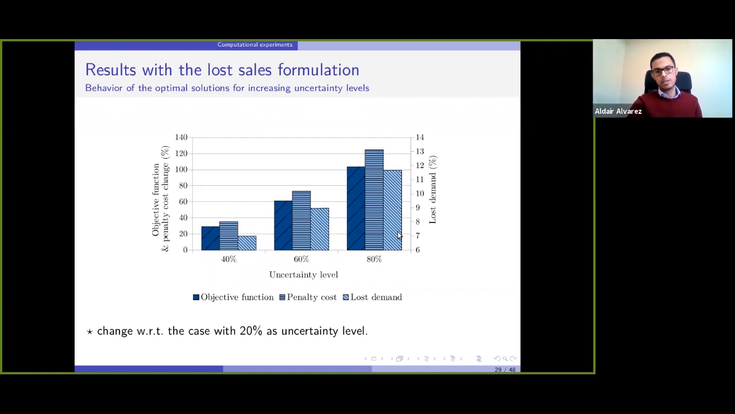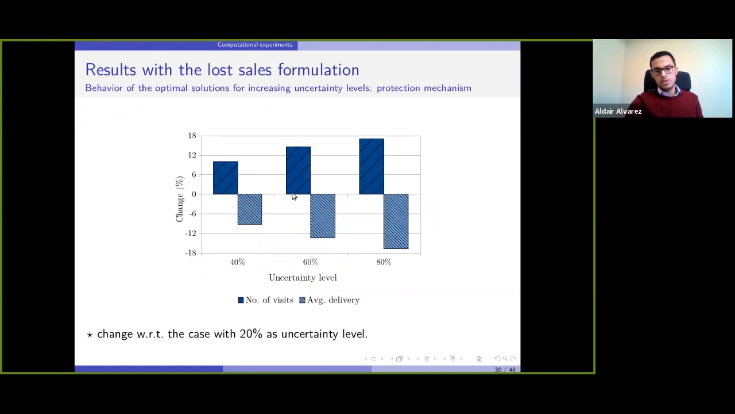We see as well that with the increasing uncertainty levels, that amount tends to increase. And this is something expected, but what happens with the solutions themselves? And this is an interesting finding. So when we increase the uncertainty levels, the solutions are changing in this way. In the first stage, we're planning more visits. So the number of visits tends to increase as we increase the uncertainty level, and the delivery quantity in the second stage tends to go down.